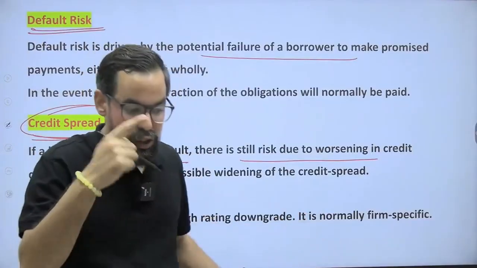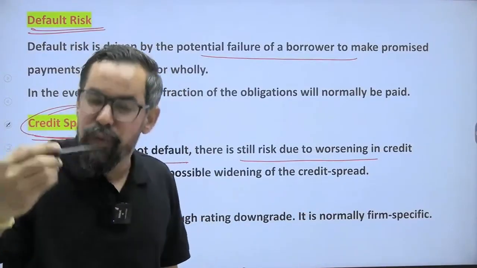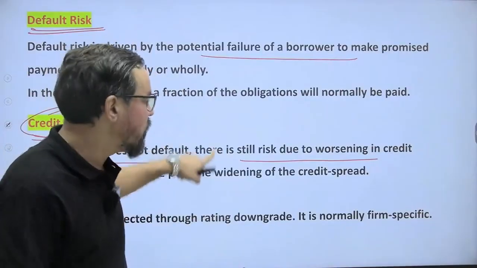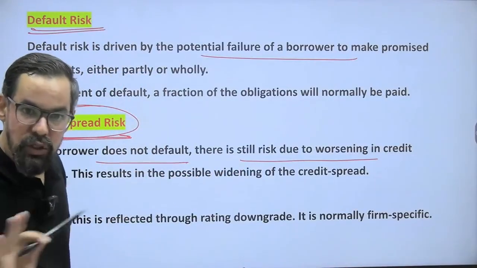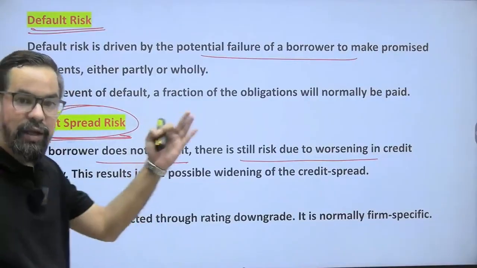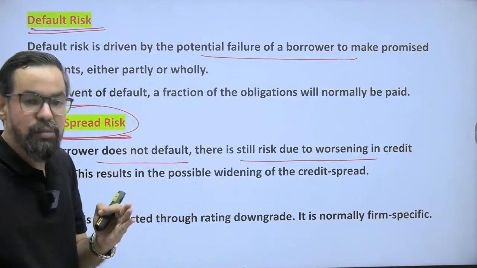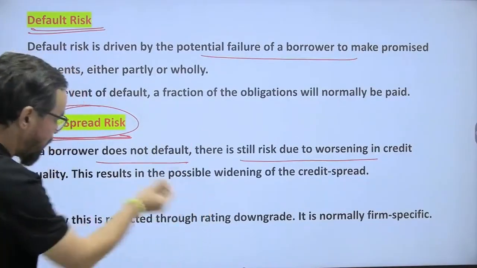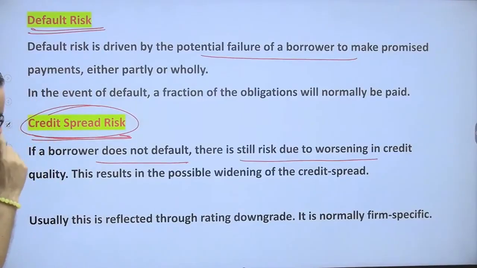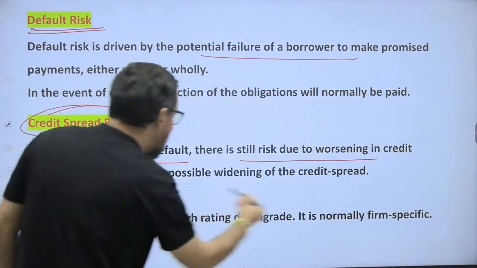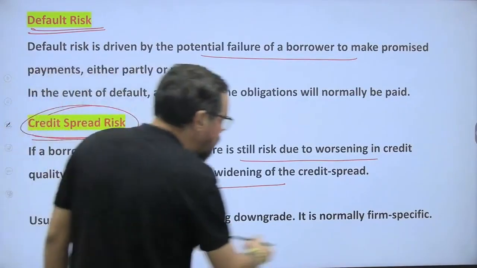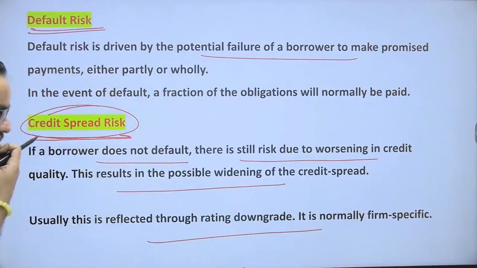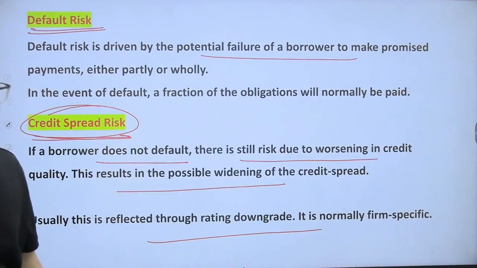So now the default probability is getting increased. So there is a chance of default, right? Though we are getting the regular payments on time, we still have 8 years of time span remaining, so there is a probability of default. So there is still risk due to worsening in credit quality. This results in the possible widening of the credit spread. Usually this is reflected through the rating downgrade and is normally firm specific.